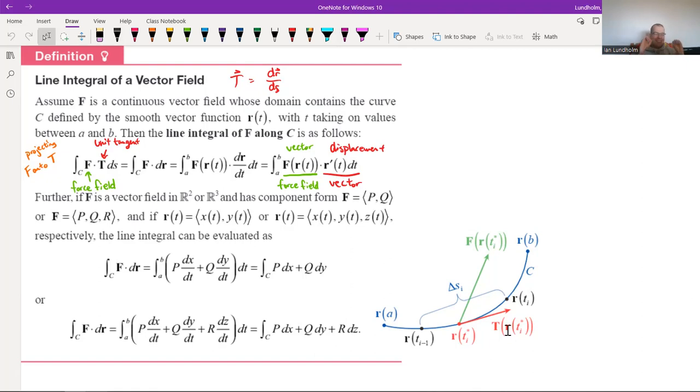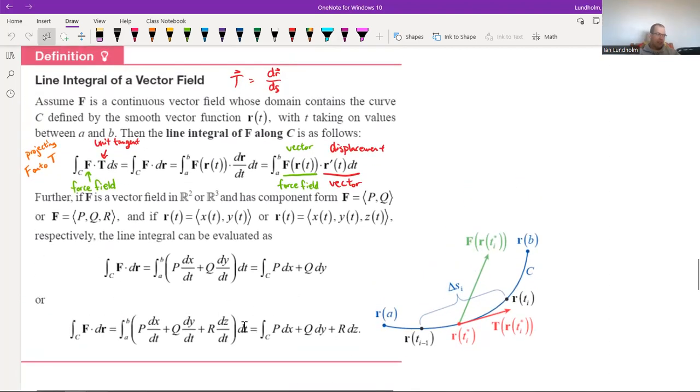So the picture is going along a curve, and at each point on the curve, we're taking the dot product of the force field with the tangent vector along the curve and seeing how well they cooperate. And that gives us the value at each point along the curve.